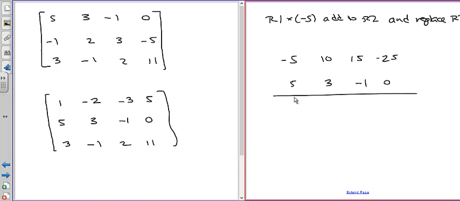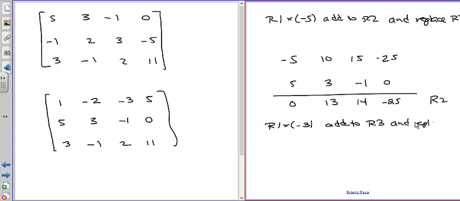Like that. And we get 0, 13, 14, -25. And that'll become our new row 2. Then we'll also take row 1 times -3. That's to eliminate that out of there. And add to row 3 and replace row 3.